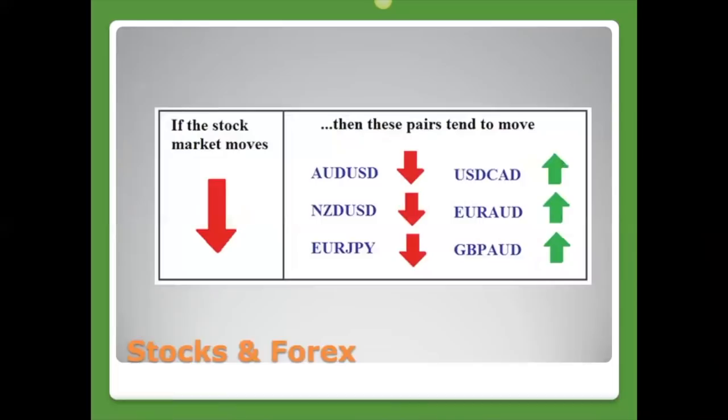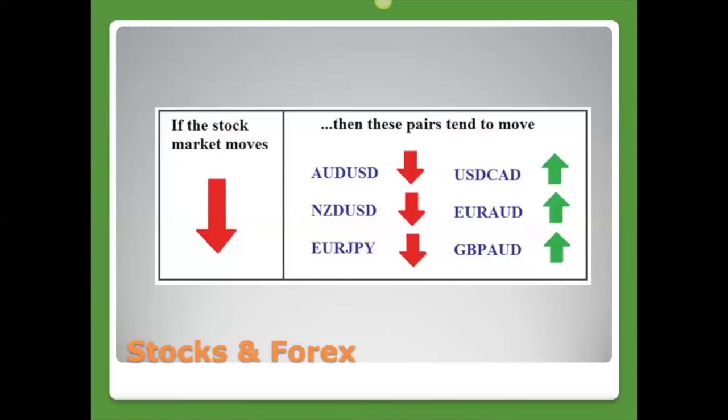And when the stock market is going down, we see pairs like Aussie dollar, New Zealand dollar, and euro yen. These pairs will go down. Most of the yen crosses, I should say, will tend to drop when we have stock markets dropping, because it creates an environment of risk aversion, which means more people will be going into Japanese yen. That means Japanese yen will strengthen, and that's why Japanese yen crosses, euro yen especially, and pound yen will drop.